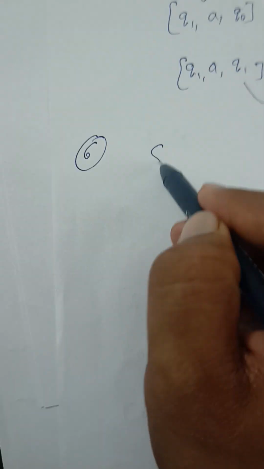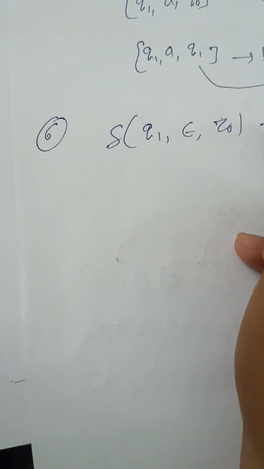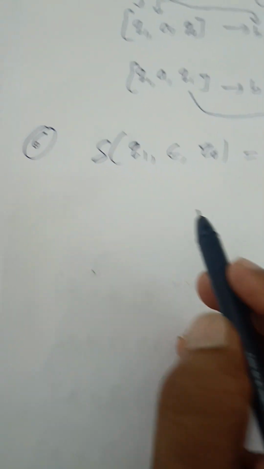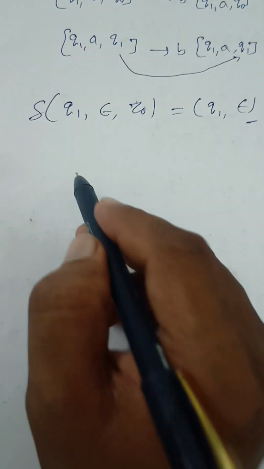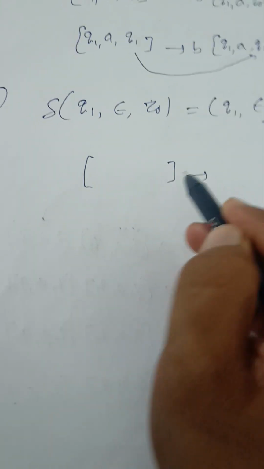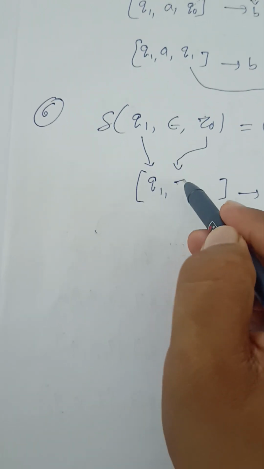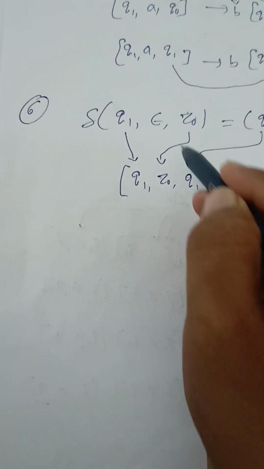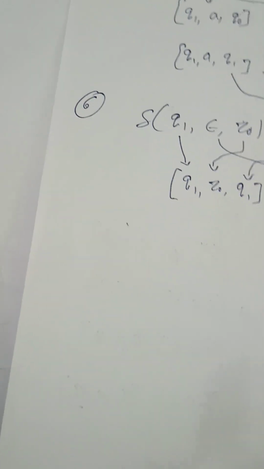So the sixth transition function, q1 comma epsilon comma z naught is equal to q1 comma epsilon. So here epsilon means 0, 2 power 0 means 1 production rule. So q1, z naught, q1, epsilon. It's very simple.